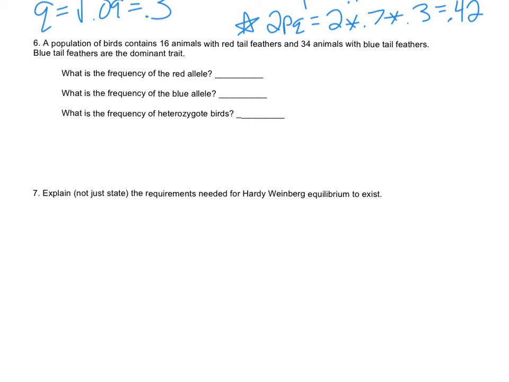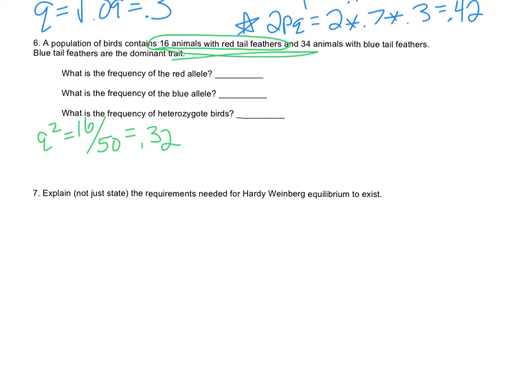Question number 6. Population contains 16 animals with red, 34 with blue. Blue is dominant. I will pretty much always start with the recessive. So I know that Q squared is 16 over the total. There's 16 and 34, so meaning that there's 50 total. So my Q squared value is 0.32.